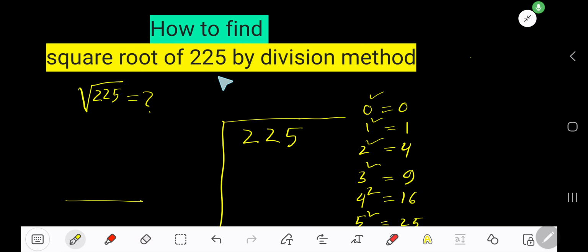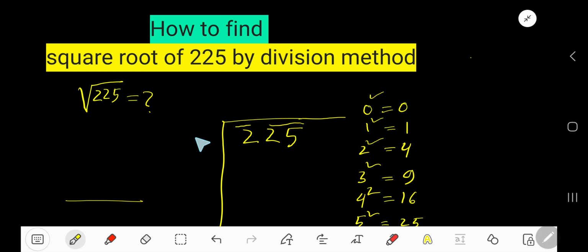How to find the square root of 225 by the division method. Okay, so to find the square root of 225 by the division method, first you need to make groups from the ones place to the higher place. So from this side to this side. This will be your first pair and this will be your second pair. In the second pair you have only one digit.